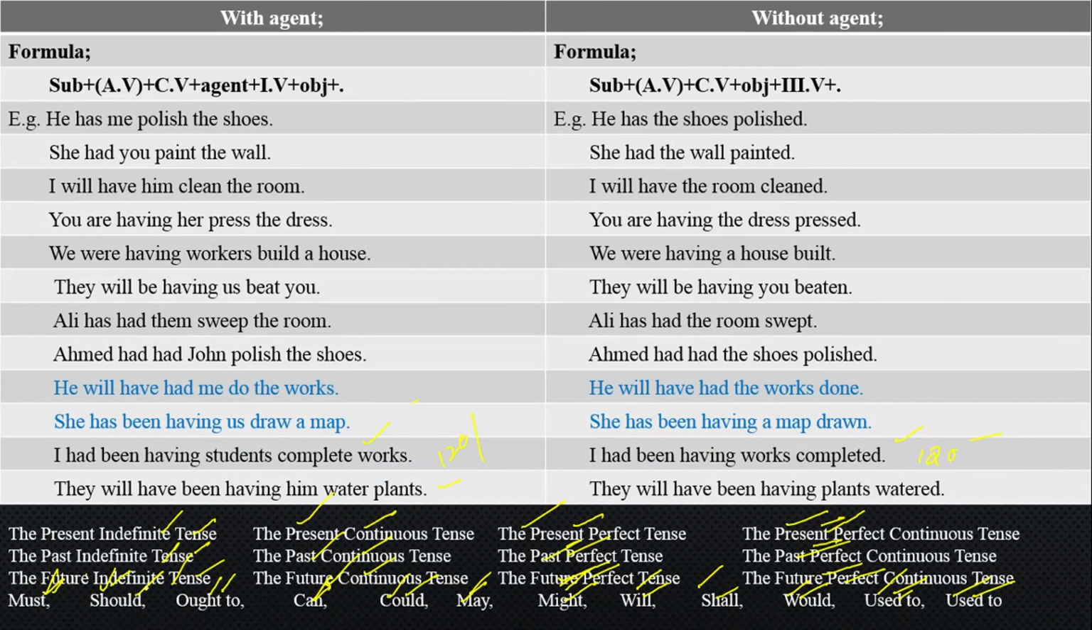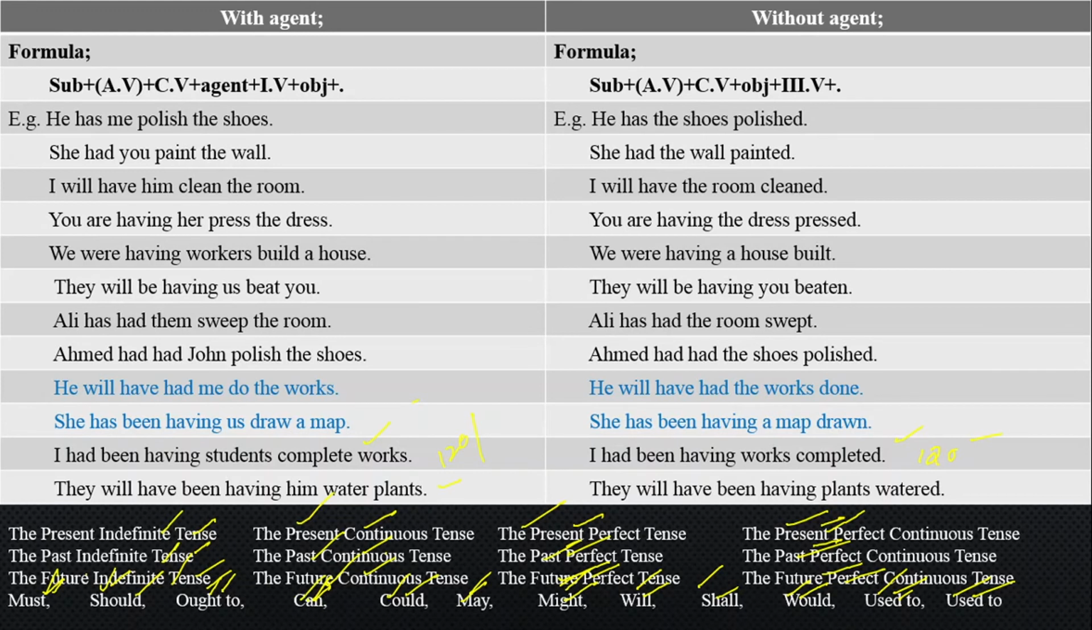Shouldn't they have him water plants? They ought to have him water plants, they ought not to have him water plants. Ought they to have him water plants, ought they not to have him water plants? Oughtn't they to have him water plants? They can have him water plants, they cannot have him water plants. Can they have him water plants, can they not have him water plants? Can't they have him water plants?